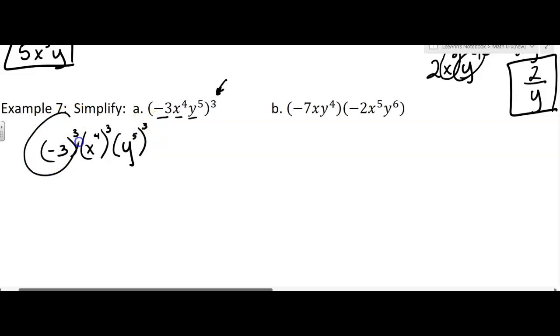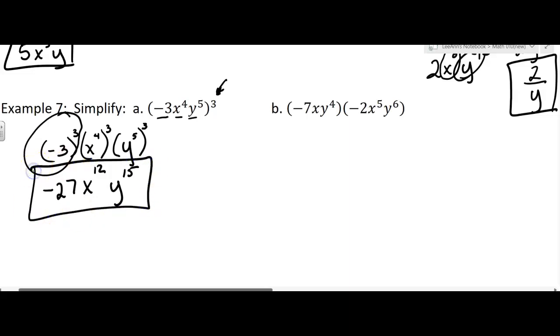Okay, this is going to be the tricky part. I got to multiply that out. So -3 times -3 times -3, that's going to be a -27. And then I'm going to have x to the 12th, and I'm going to have y to the 15th. Now, I look at the problem. Do I need to do anything else? I've got a -27. Does that mean anything? No, because it's not an exponent. Okay, so this is done. I don't have any negative exponents. I don't have any zero exponents. I don't have any parentheses. The x is only there once, and the y is only there once. Okay, great. All right, next problem.